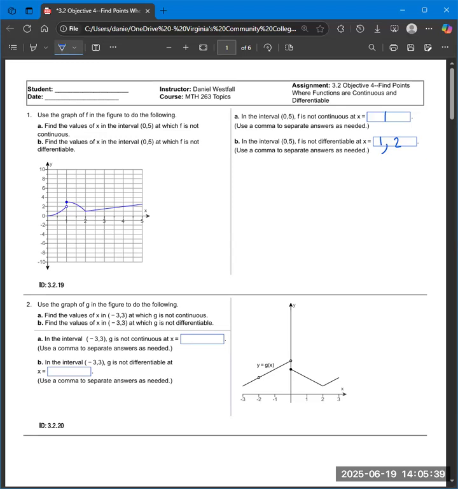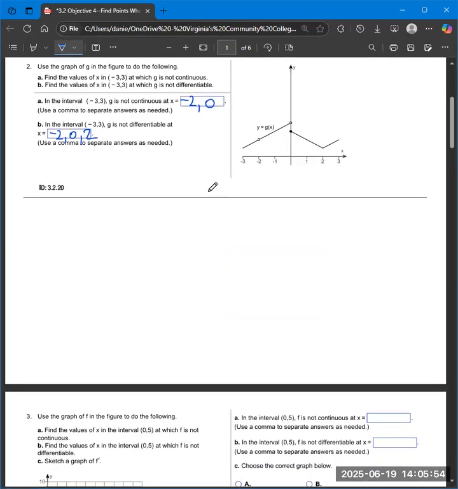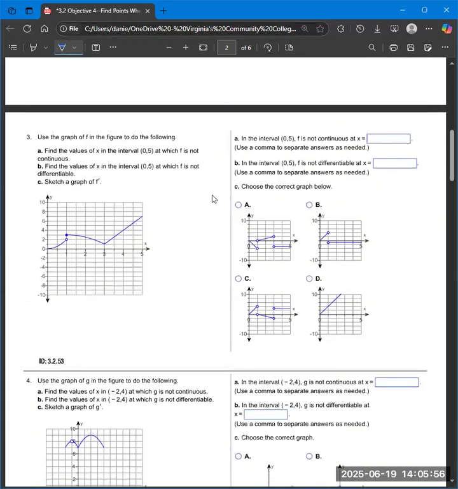On this interval here, we're not continuous at -2 or 0. And then that means we're not differentiable at -2, 0, or at the sharp corner at 2. Not continuous at 1, not differentiable at 1 or 2. Positive slope abruptly becomes negative, abruptly becomes constant positive, so that's C.